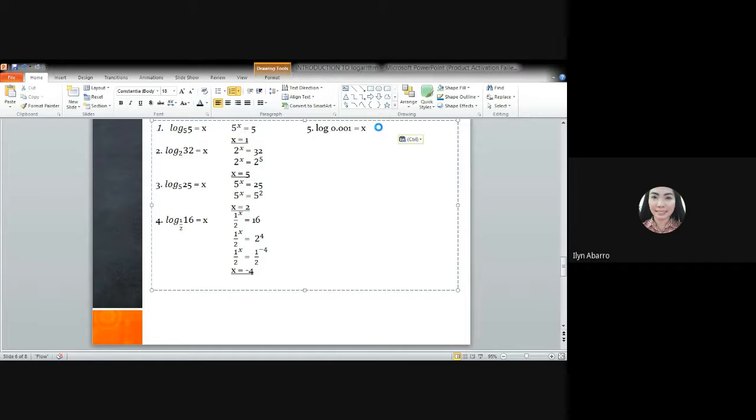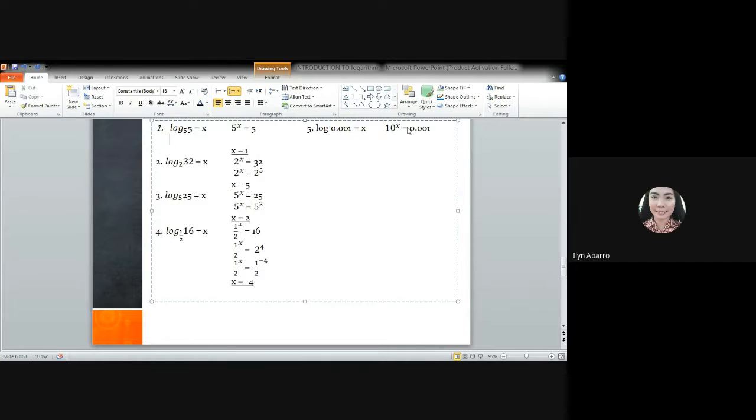So, base 10. 10 ang base natin. So, our exponent is ito, x, is equal to 0.001. So, yung 0.001 ba pwede natin gawing base 10? Of course, yes.